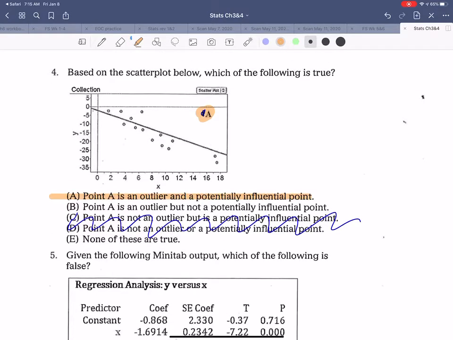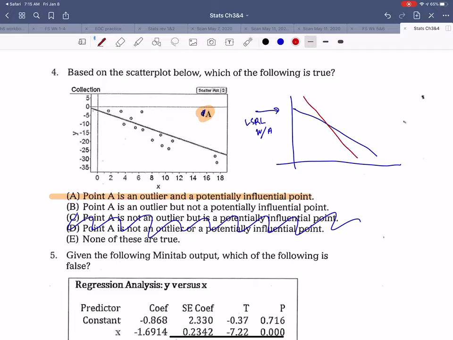And how do you show your work on this problem? Again, I would show the line of best fit, least squared regression line with A, and then show it without A, with steeper.